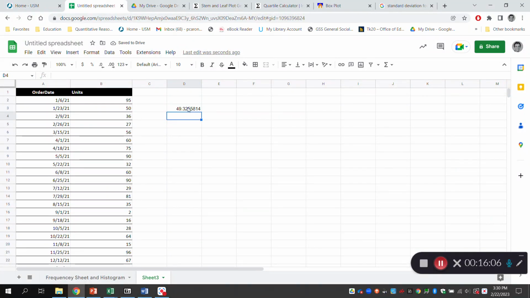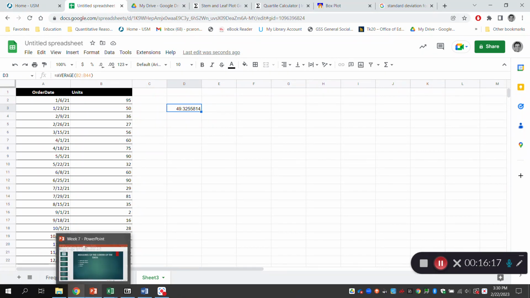Here it is, 49. And so if you were doing this, you might want to label it averages, arithmetic. All I do is add up all the numbers and divide by the number that you have. That's arithmetic mean, the average.